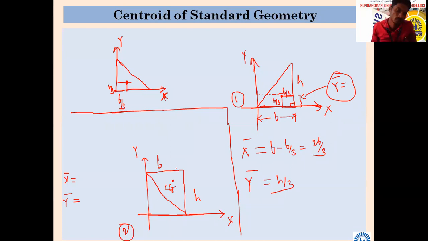Rahul, roll number 40. Is it possible for you to tell this x bar and y bar? X bar is B by 2 and y bar is H by 2. How have you calculated x bar? The total x bar is B. Very good. Then what did you do?